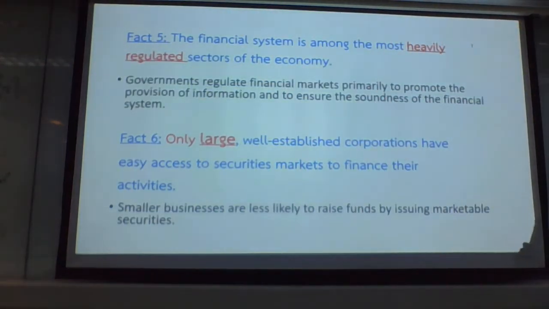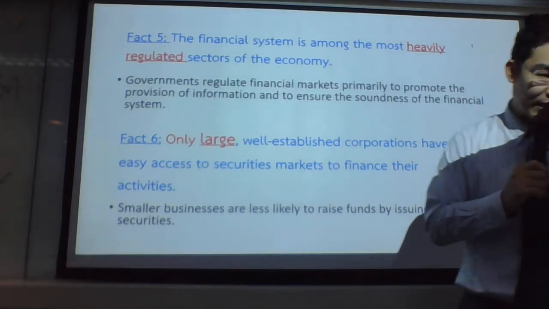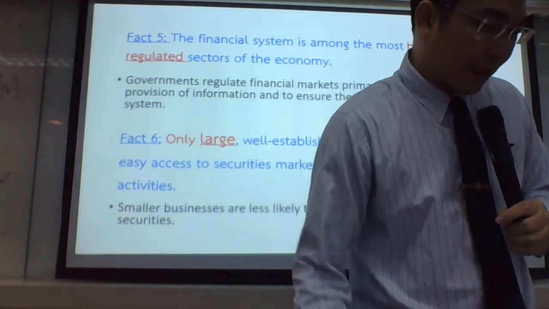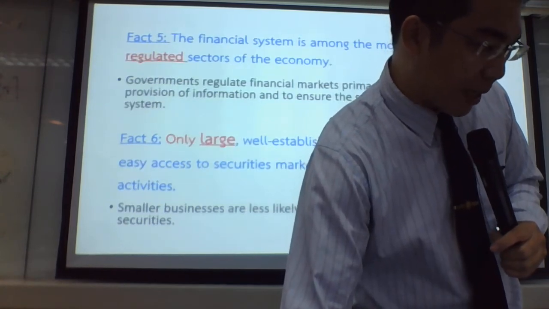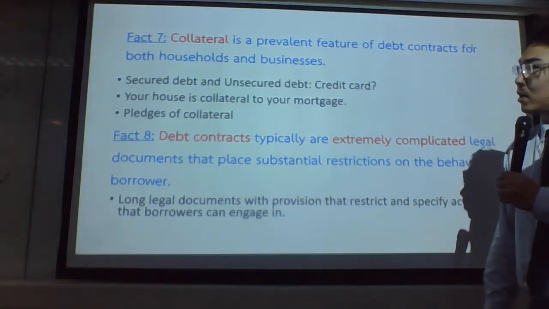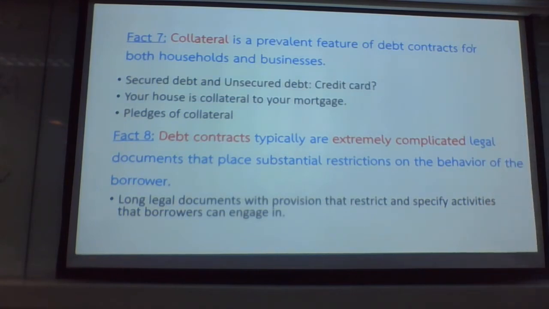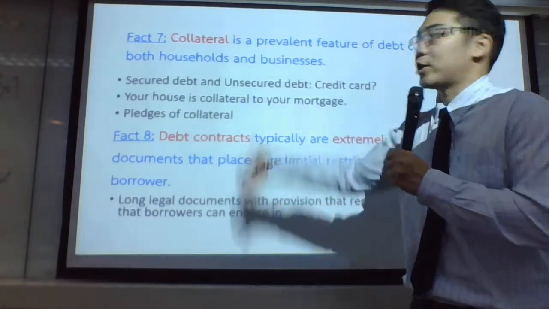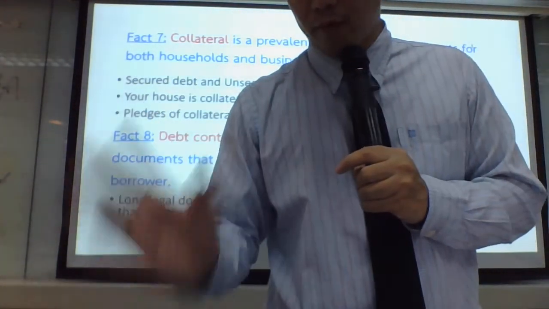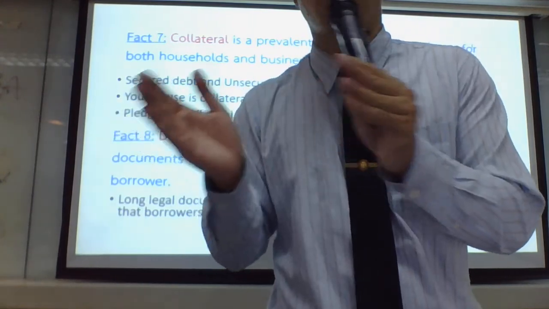Okay, fact number 5 and fact number 6. For this one, I will talk about it later because fact number 5 and fact number 6 are directly the results of the asymmetric information. Fact number 5, 6, 7, and 8 too. All of them are results of asymmetric information, namely adverse selection and moral hazard. These features come from asymmetric information, namely adverse selection and moral hazard.